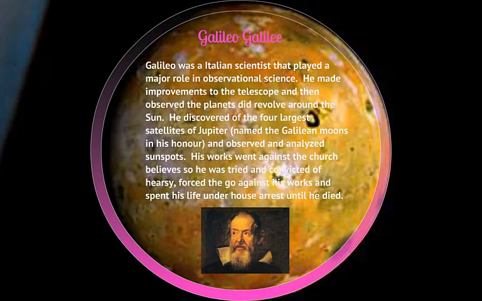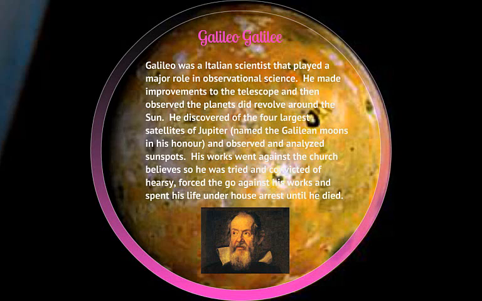Galileo was an Italian scientist that played a major role in observational science. He made improvements to the telescope and then observed that the planets did revolve around the sun. He discovered the 4 largest satellites of Jupiter, named the Galilean moons in his honor, and observed and analyzed sunspots. His works went against the church's beliefs, so he was tried and convicted of heresy and forced to go against his own works and spent his life under house arrest until he died.